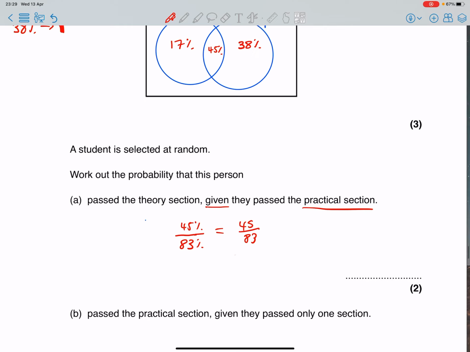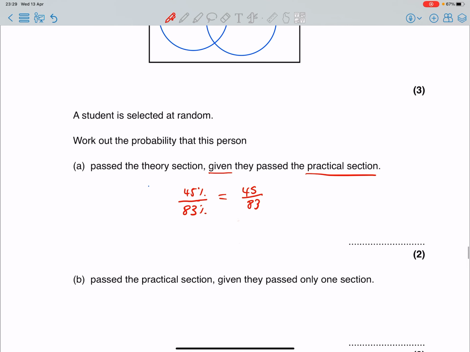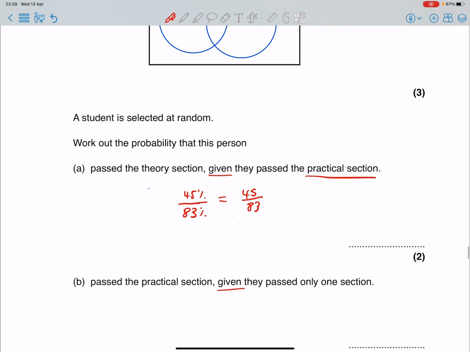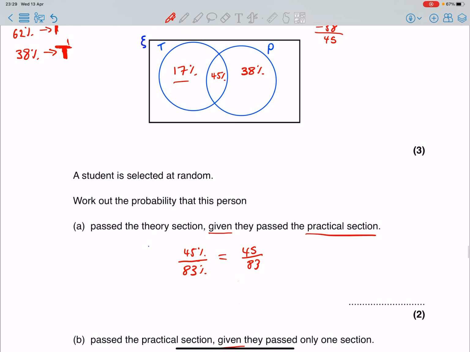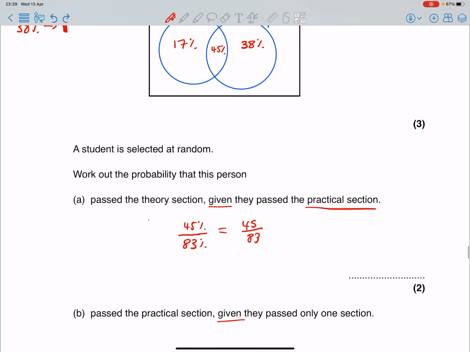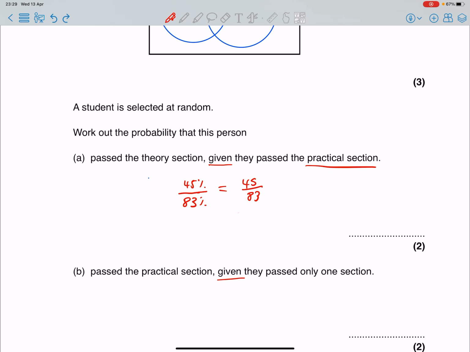And then next, work out the probability that they passed the practical section, given that they passed only one section. Okay, so again, this keyword, given that they passed only one section. What parts constitute only one section? Well, that's this part and this part. They're the bits where only one section was passed, right? This part, both sections were passed. So we're not interested in that part. So our total is 17 plus 38. So 17% plus 38% is our total at the bottom there.